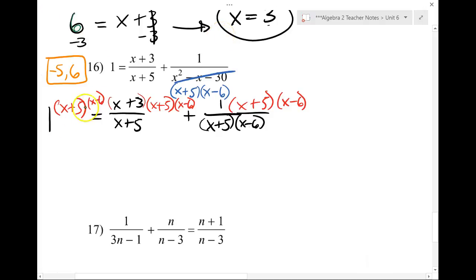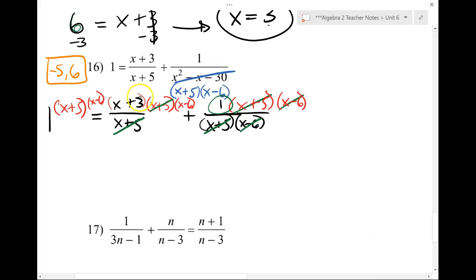So we start with the first one. Well, there's nothing going to cancel out there, because there's no denominator. Here, we cancel out x plus 5, x plus 5. On the last one, we can cancel out x plus 5, x plus 5, x minus 6, and x minus 6. So that means here we're left with a 1.